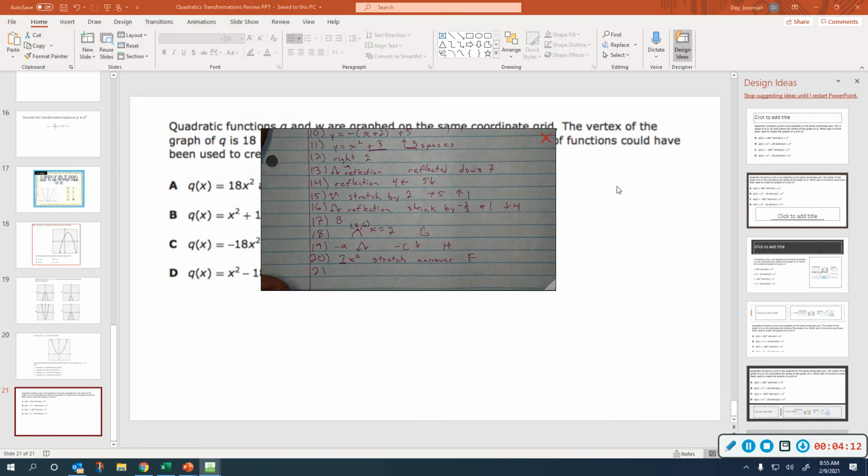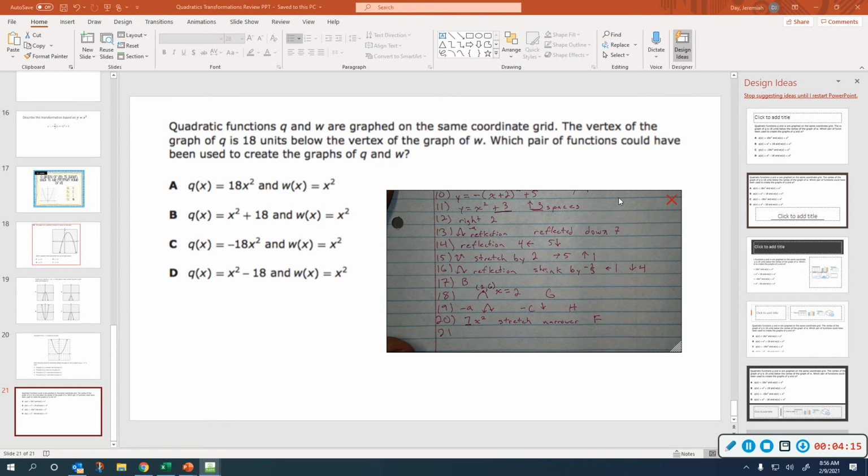We'll move this so we can see a little better. Quadratic functions Q and W are graphed on the same coordinate grid. The vertex of Q is 18 units below the vertex of W. Which pair of functions could have been used to create the graph of Q and W? So, it says that Q is 18 below W. Think about it, select which one is right, and then I'll give you the correct answer in a few moments.